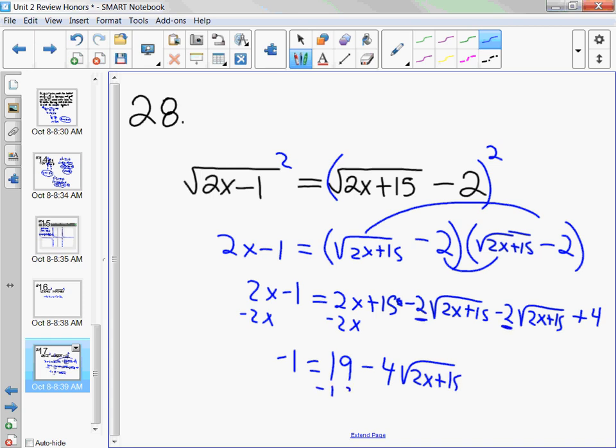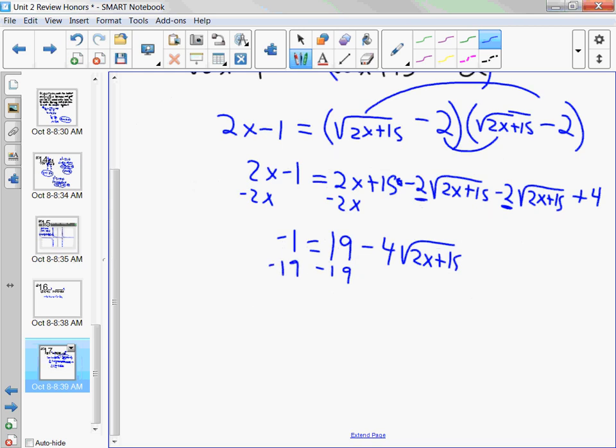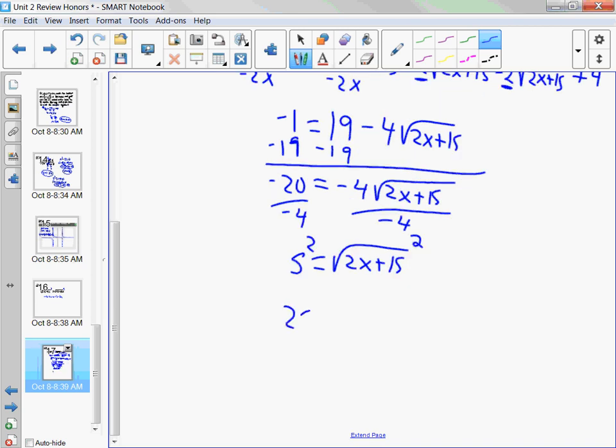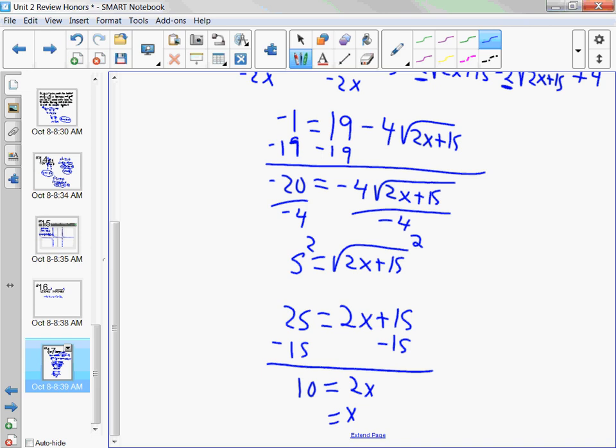Then I'm going to minus 19 from both sides. That gives me negative 20 equals negative 4 times the square root of 2x plus 15. Then I'm going to divide by negative 4. That gives me 5 equals the square root of 2x plus 15. Then I square both sides. That gives me 25 equals 2x plus 15. Then I just solve that linear equation, and I need to check for extraneous solutions. That's going to give me x equals 5.